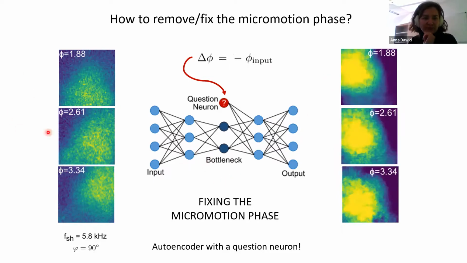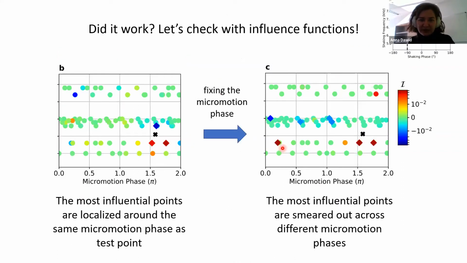We input various time of flight images. As a question neuron value, we put just the negative value of this phase, and it will fix the phase to 0 for any time of flight image. So that now we are finally getting rid of this quality. We even confirmed that we got rid of it with influence functions.